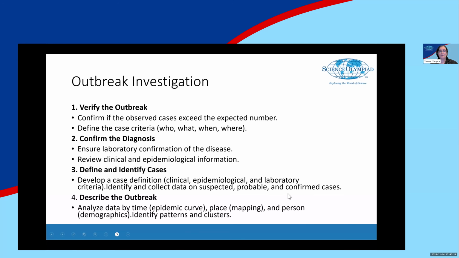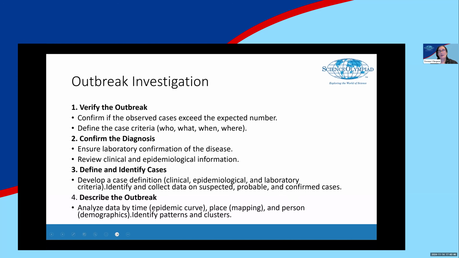And in a case scenario at Science Olympiad, you may be given 2 different numbers. You may be given 3 different numbers. You may be given numbers of probable cases and numbers of confirmed cases, and you may be asked to calculate a rate. Describe the outbreak. You can describe it by time using an epidemic curve.